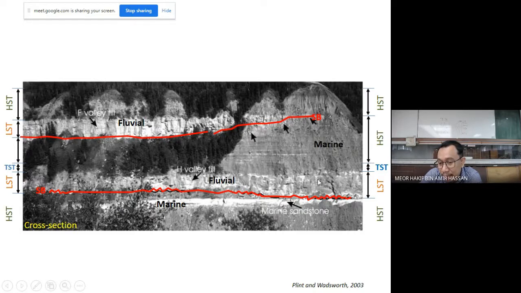But environment-wise, it's different. Marine, deeper, fluvial. Right. So this is an abrupt change in facies. This is a sequence boundary. And in this case, it is a subaerial unconformity, going from deep marine to shallower fluvial. And aggradation due to slow rise in sea level. So this is the low stand. This is going to be the incised valley fill.